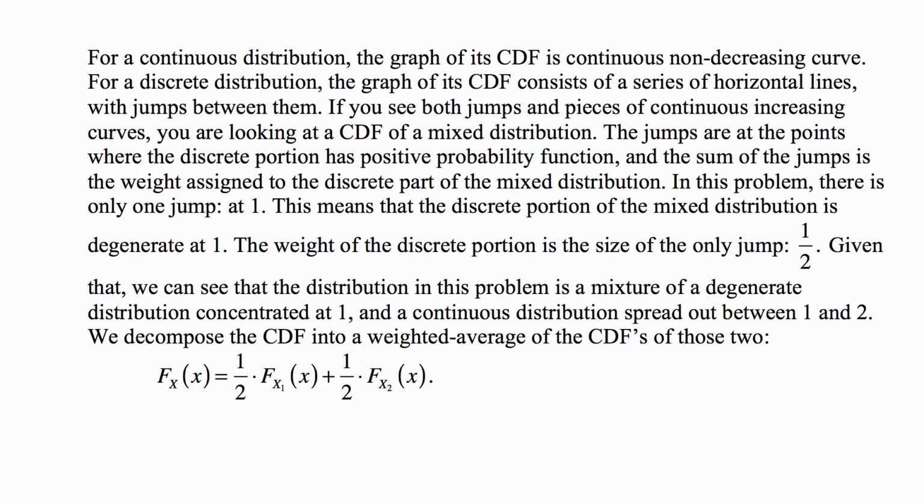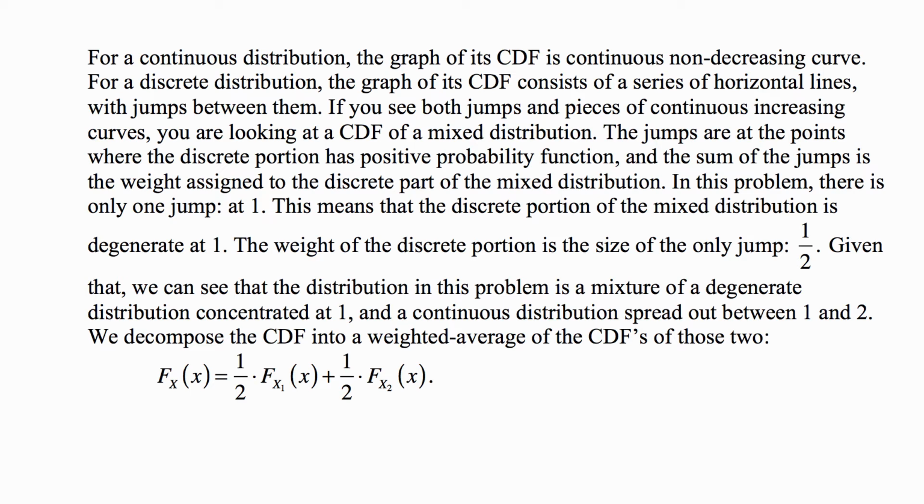The jumps are at the points where the discrete portion has positive probability function, and the sum of the jumps is the weight assigned to the discrete part of the mixed distribution. In this problem, there's only one jump at 1. This means that the discrete portion of the mixed distribution is degenerate at 1. A degenerate probability distribution is one that concentrates all probability at one point.